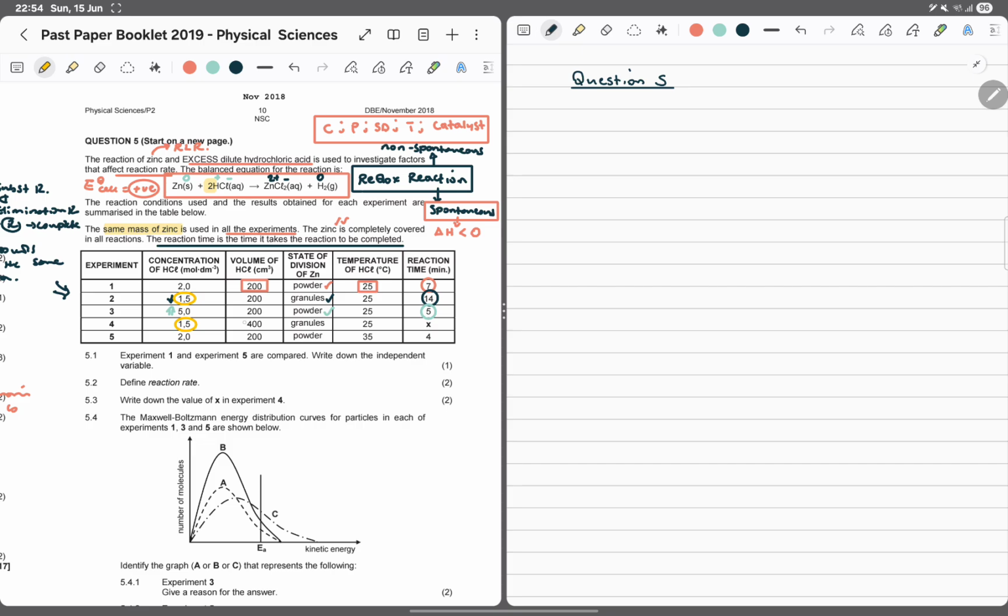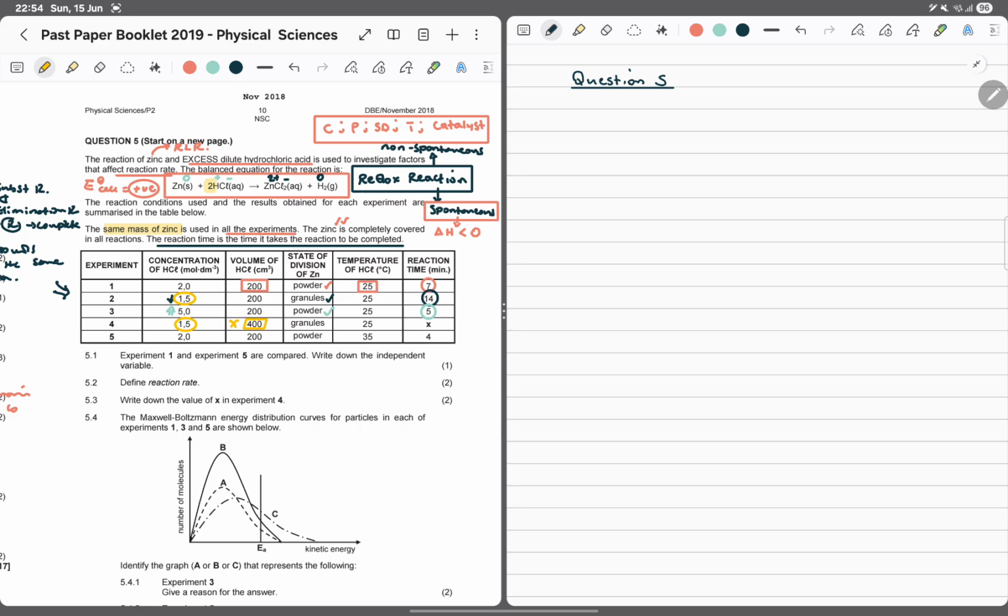Anyway, so we just increased the volume here to 400. But does it matter? The answer is not at all, because we know the acid is in excess, so we don't care about its volume. All we care about is the concentration, because it has a message for us. And we're using granules, so we decrease the state of division of our zinc powder for the same temperature. So what happens here?